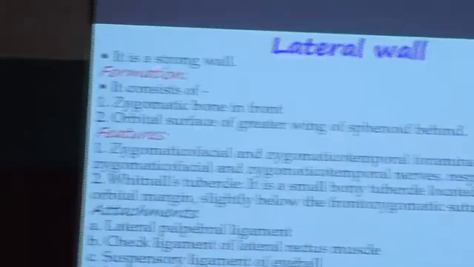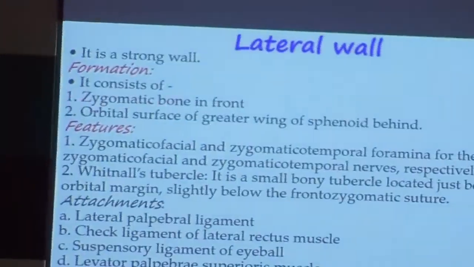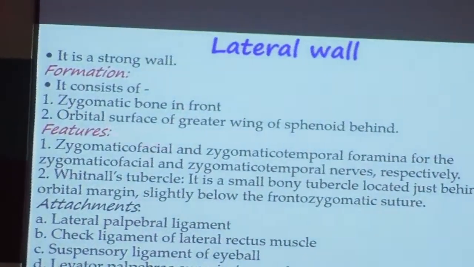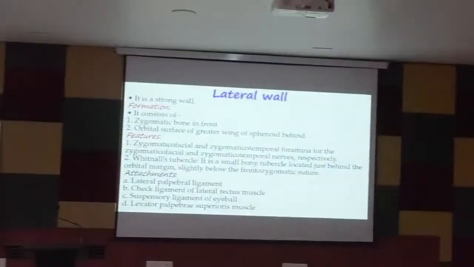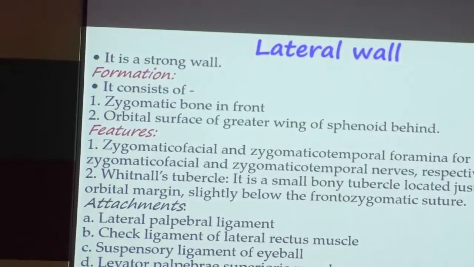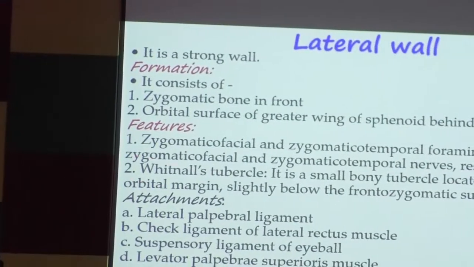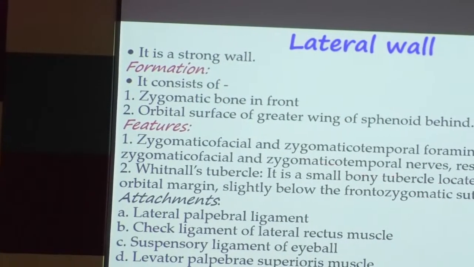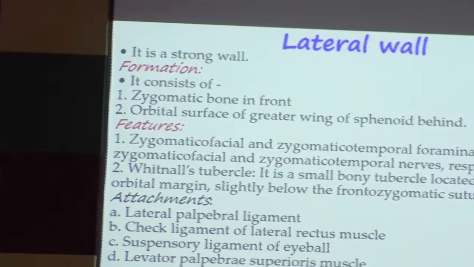Next we go to the lateral wall. It is a strong wall, consists of zygomatic bone in front, orbital surface of greater wing of the sphenoid behind. These are the features: zygomatico-facial, zygomatico-temporal foramina, for the zygomatico-facial and zygomatico-temporal nerves, they are present respectively.